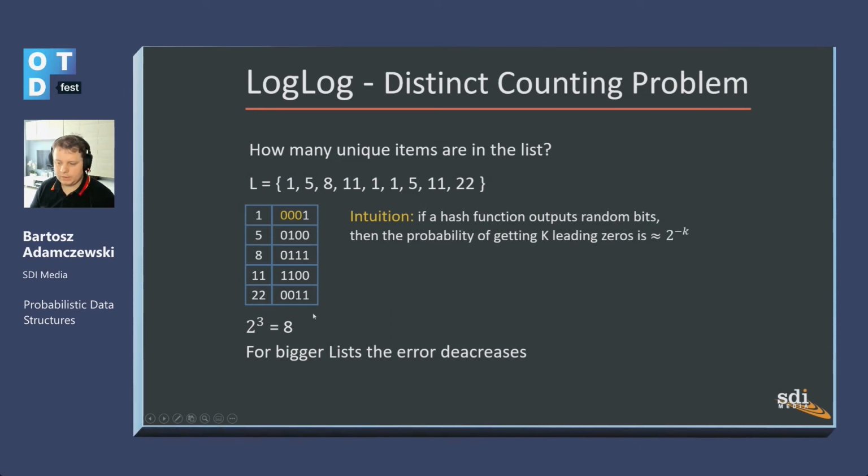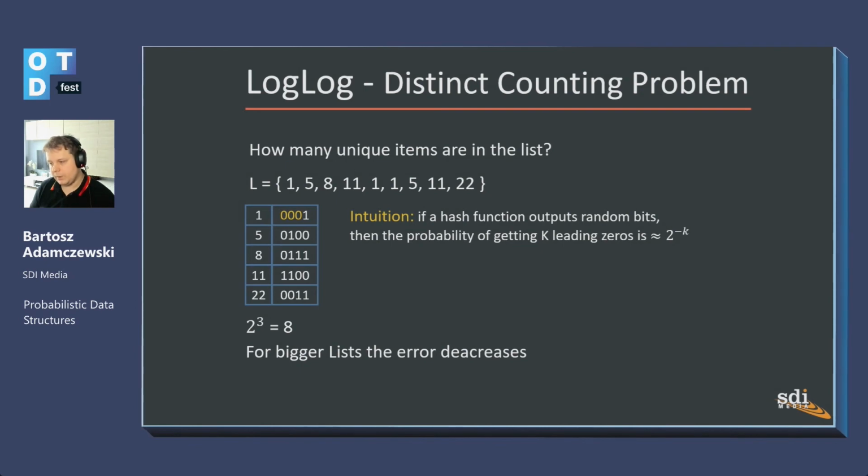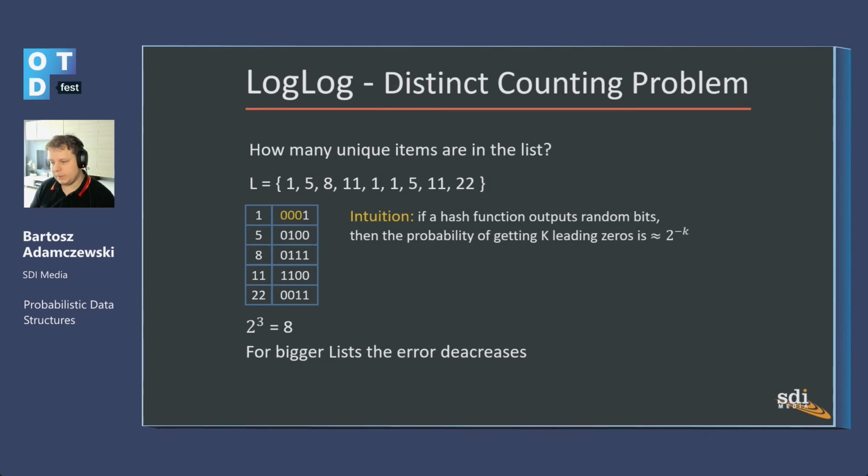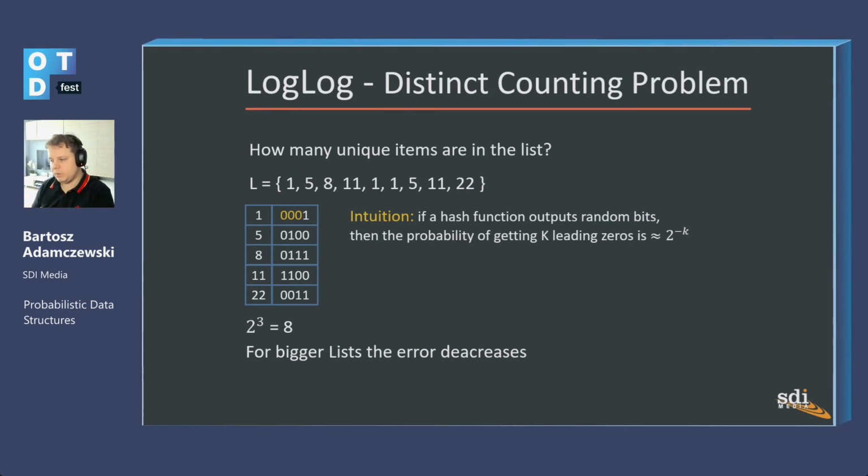So how many items do we have? We have 5 unique numbers, and this turned out to be 8. You can intuitively tell that it's going to work. So this approximation is working, and you can intuitively tell why. Because a hash function is a representation of a random number, in a way. So if we output completely random bits, then the probability of getting k leading zeros will be 2 to the power of minus k.